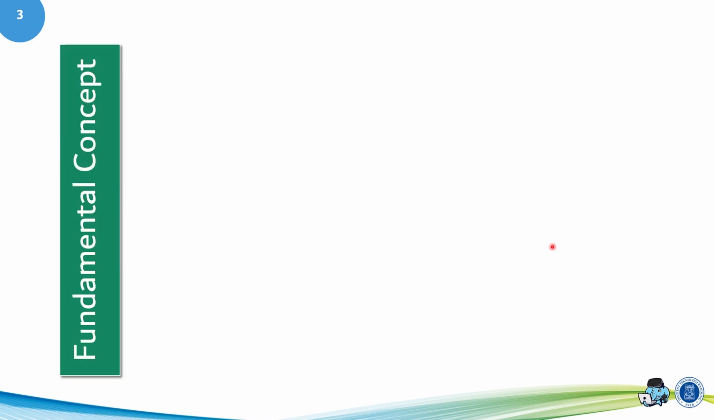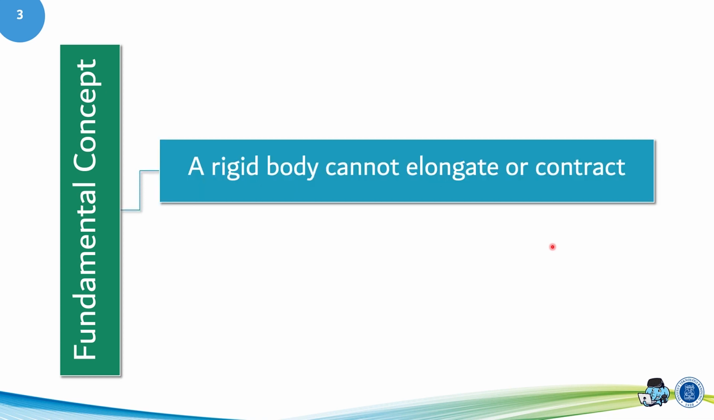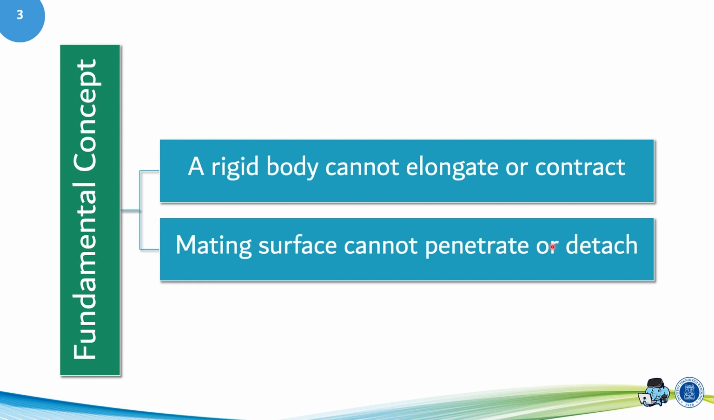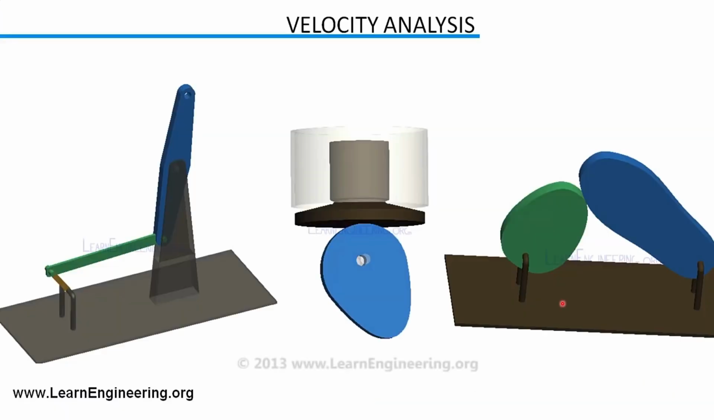So these are the fundamental concepts of the velocity analysis by the Polygon method. The first one is that a rigid body cannot elongate or contract. And the second fundamental concept is that the mating surfaces cannot penetrate or detach. What does it mean? To answer the question, let's see this movie.